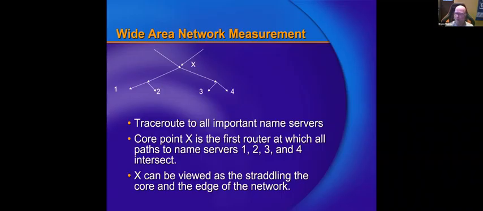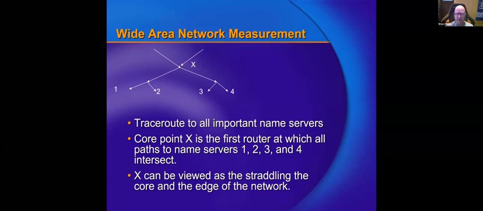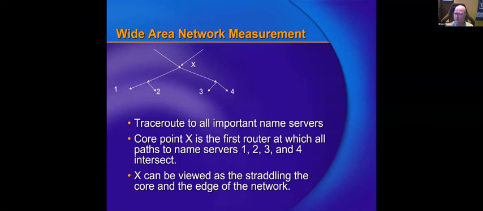And what it does with these trace routes is that it identifies routers that it calls core points that are straddling the core of the internet and the edge, or the access networks. So in this picture, we have some core point X, some router, where the trace routes from the Akamai clusters to different name servers, 1, 2, 3, and 4, all intersect. And that core point is then the representative of the name servers.